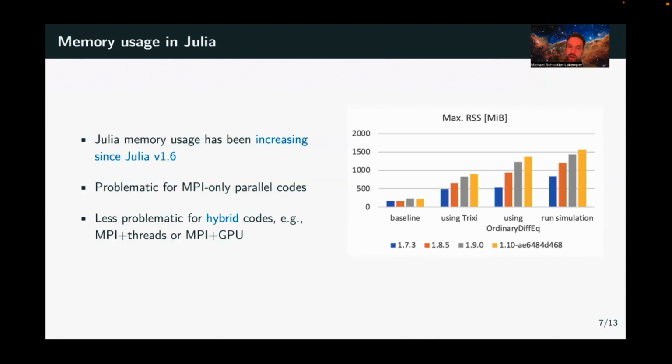So while this is sort of okay-ish if you have a hybrid code that uses MPI and threads or GPUs, that's problematic for MPI-only parallel codes. And this is actually what we wanted to do in our numeric experiment.